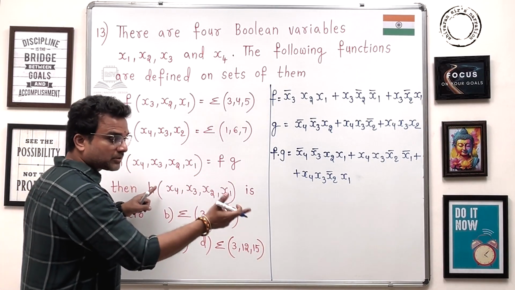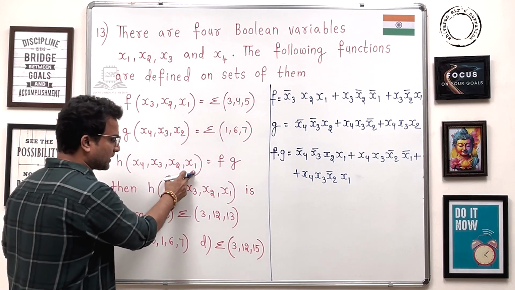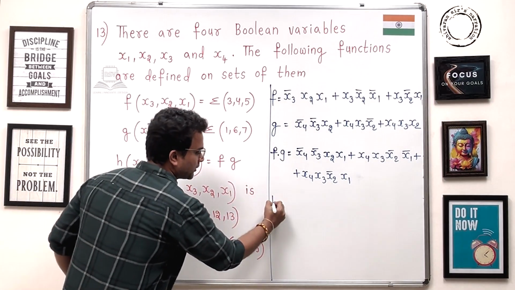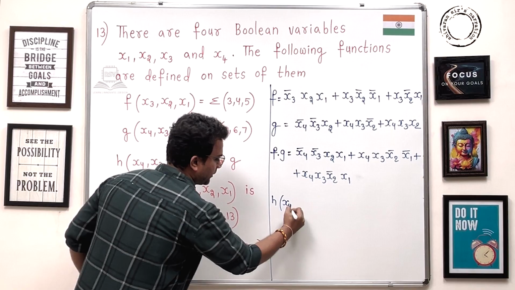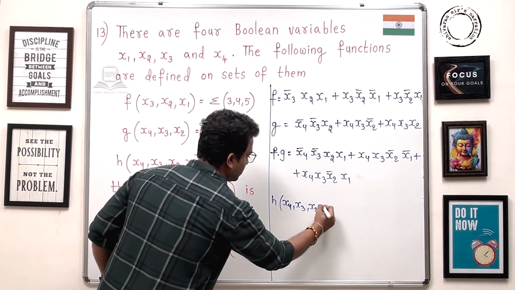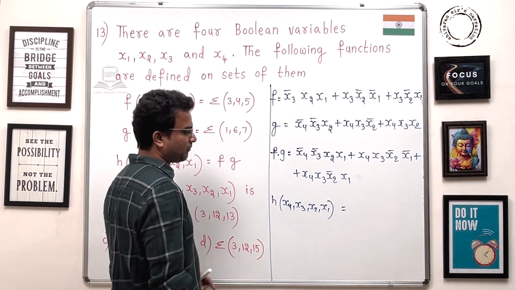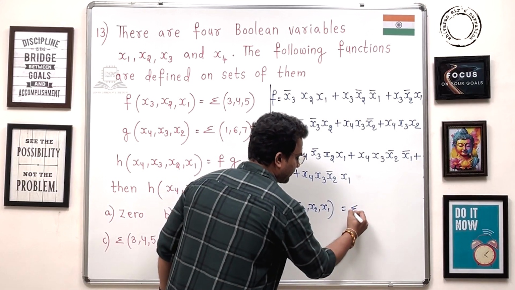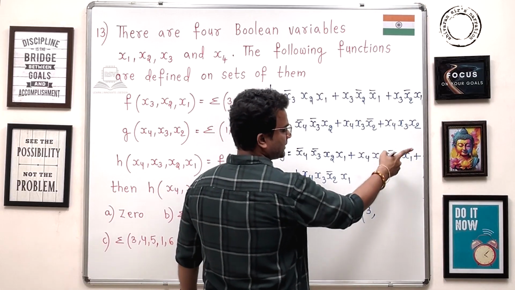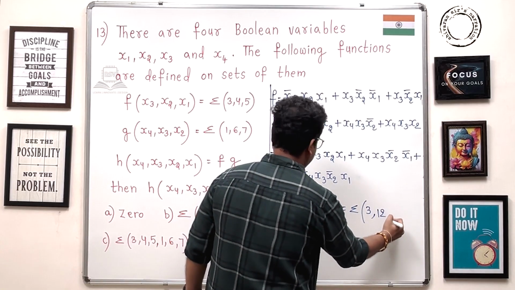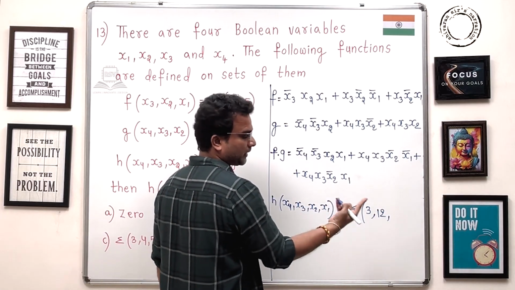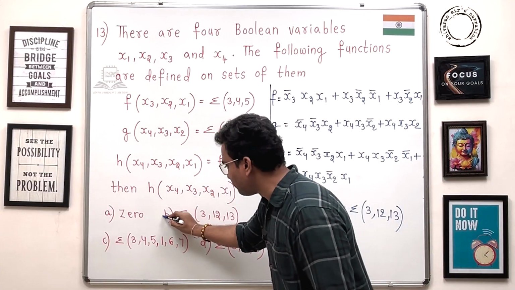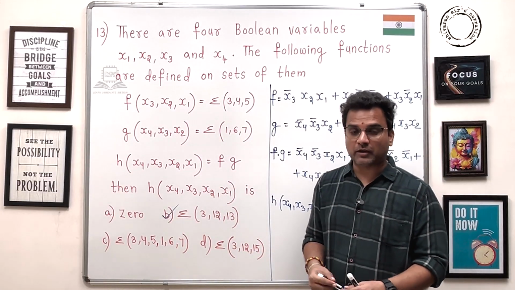Hence in terms of h of x4, x3, x2, x1, what will be the minterms? See, f into g is h only. So h of x4, x3, x2, x1, accordingly you say this. It is 0, 0, 1, 1 means 3. 1, 1, 0, 0, 12. 1, 1, 0, 1, 13. Hence guys, the right answer is option B, sigma of 3, 12, 13.